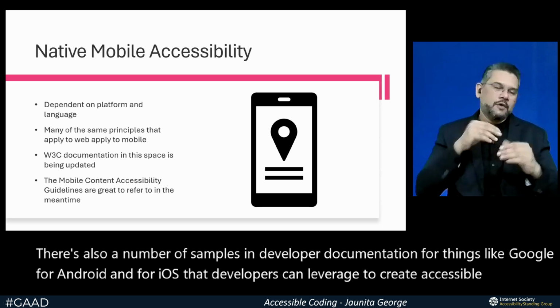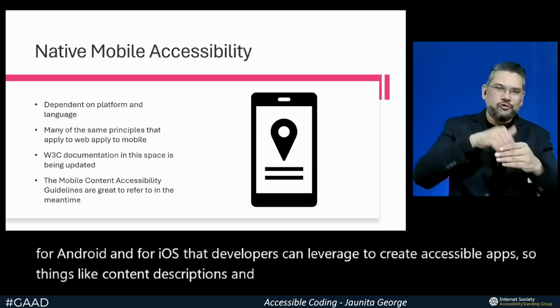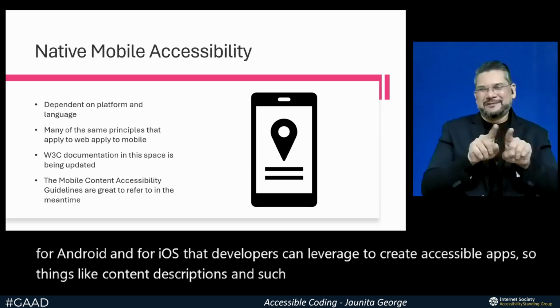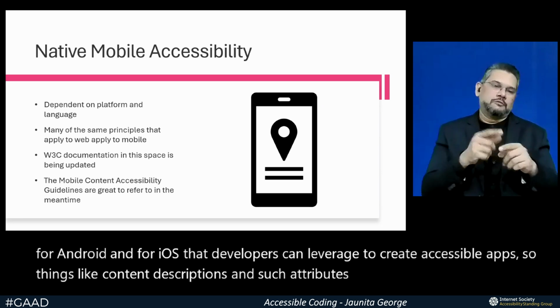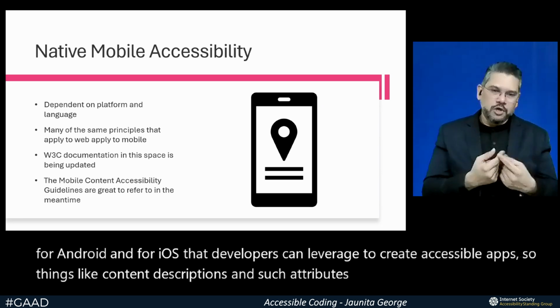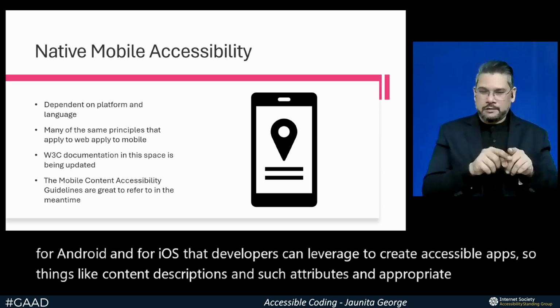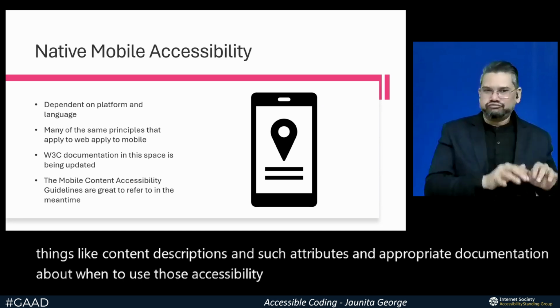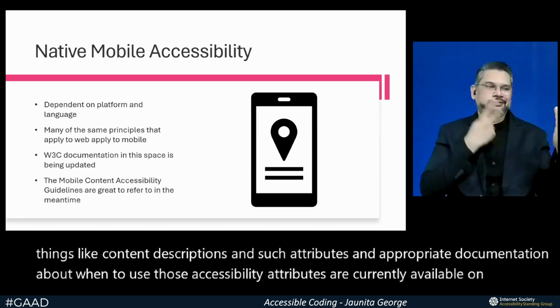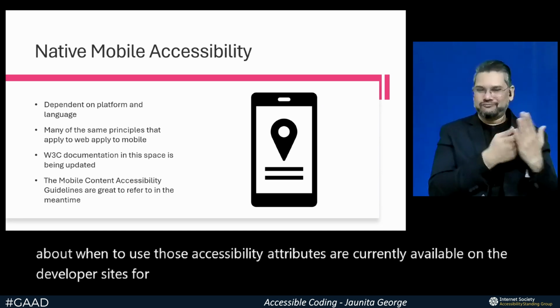So things like content descriptions and such attributes, and appropriate documentation about when to use those accessibility attributes are currently available on the developer sites for different mobile technologies.